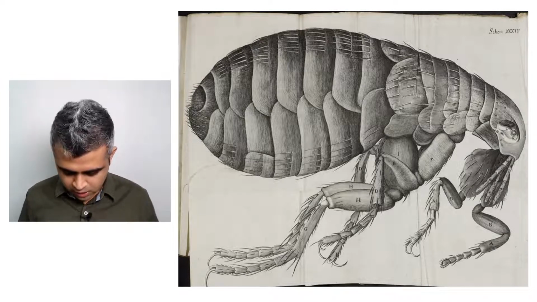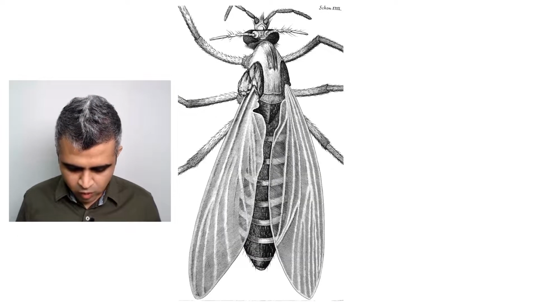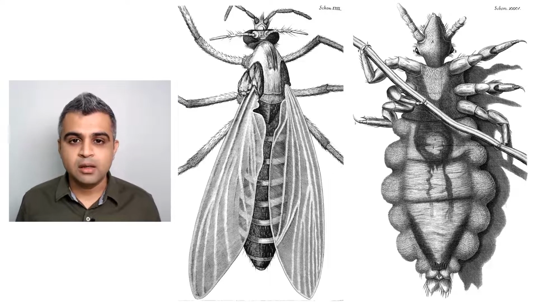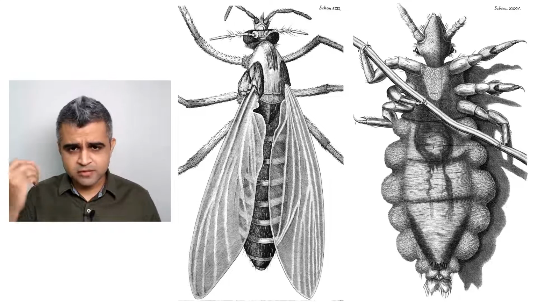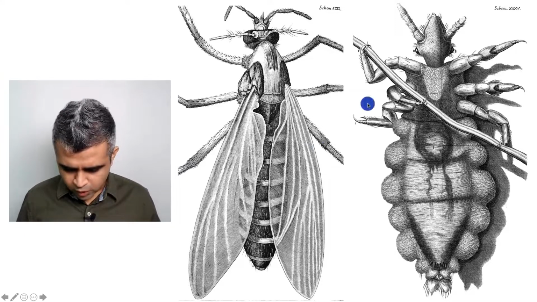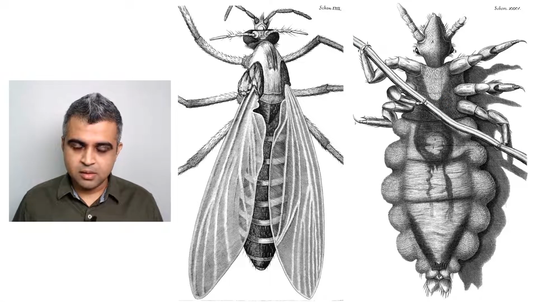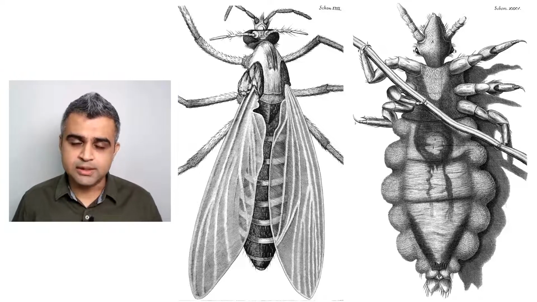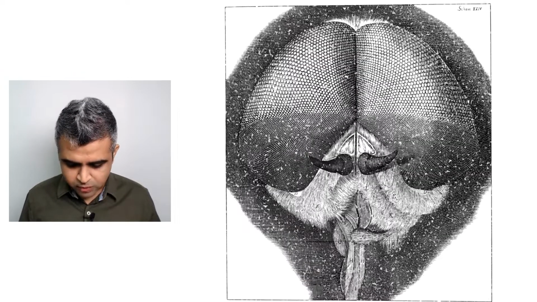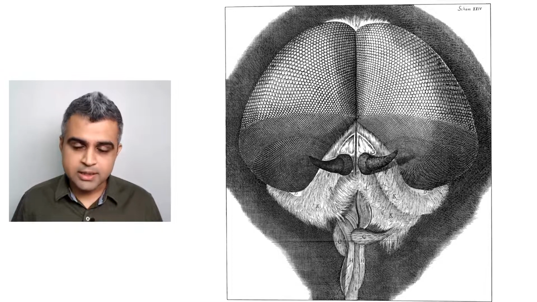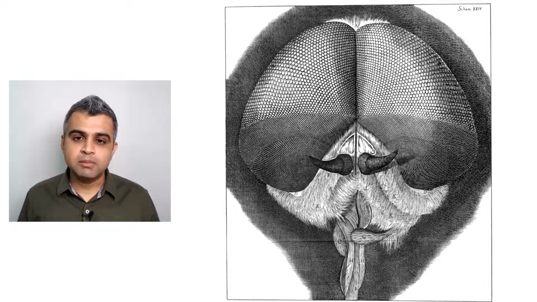In fact, this was not the only picture in the book. There were many beautiful illustrations, like this picture of an insect. The next picture is that of a louse which lives in human hair. What you see it holding here is an actual human hair. When Robert Hooke drew all this, there were other beautiful pictures, like this picture of the head of a fly. When he did all this, it literally took the public by storm.